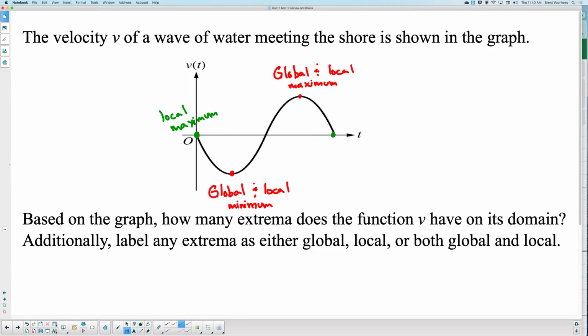And again, you could use the word relative. Whereas this point over here would be a local minimum because it's the lowest point in that area. So how many total extrema? 4 total extrema. Extrema means maximums and minimums. So all that was from lesson 1-4, the first 2 examples there.